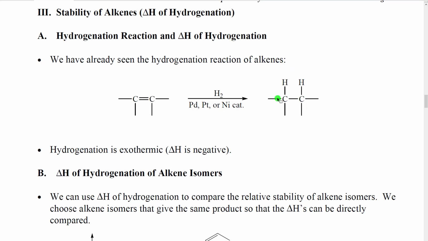The product has less potential energy than the reactant, and so as we go from reactant to product, the system releases potential energy, which we interpret as getting hot, and we can measure that potential energy using a calorimeter. If we measure that, what we would be measuring is delta H.